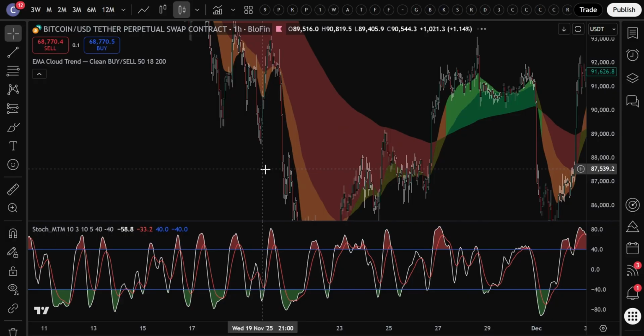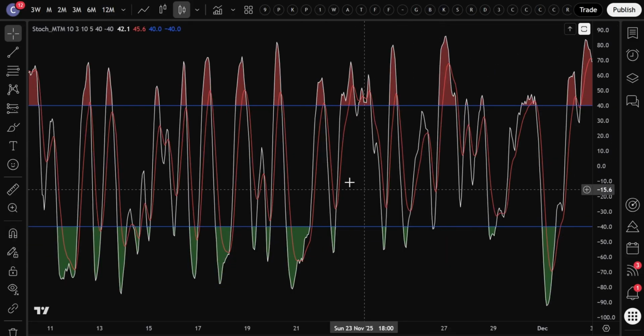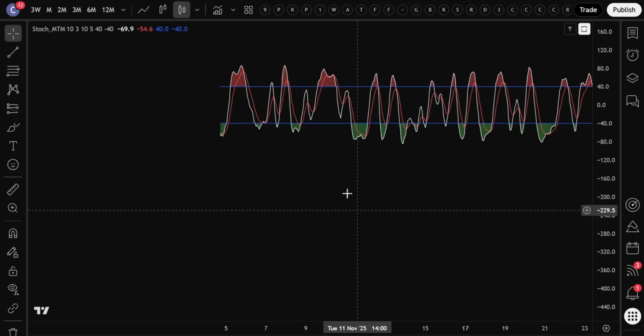And that's it, guys. That's the complete strategy using the Stochastic Momentum Index indicator that can 10 times your portfolio.